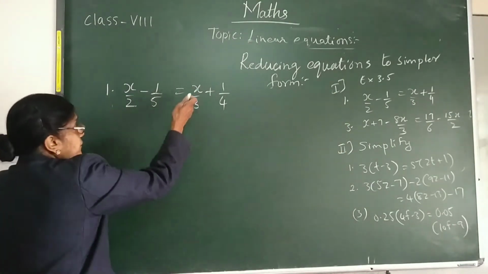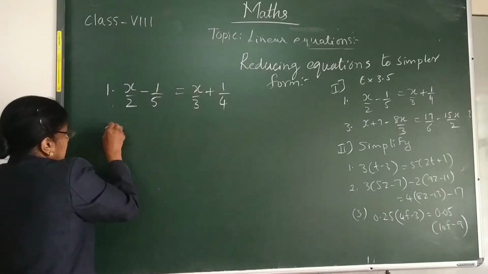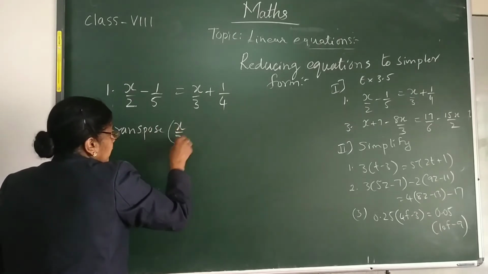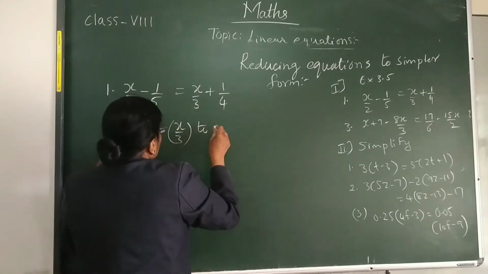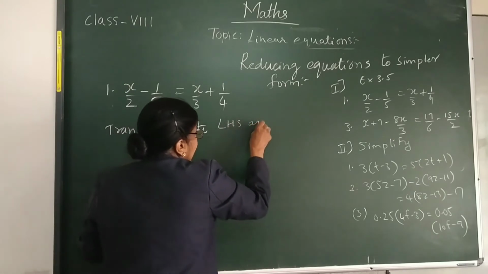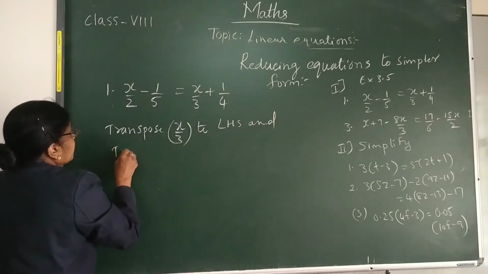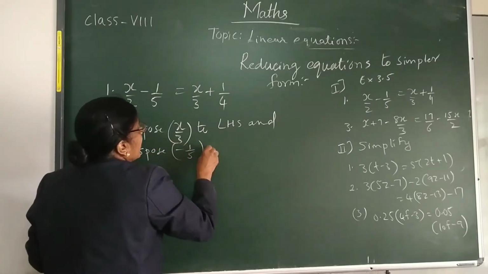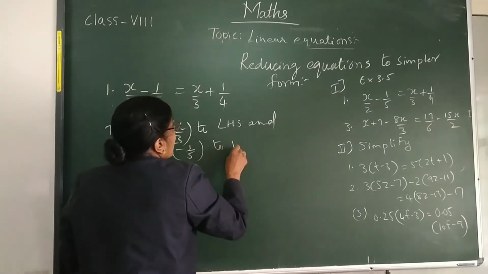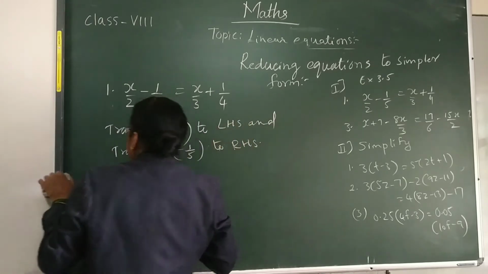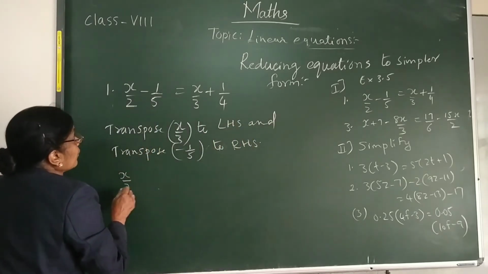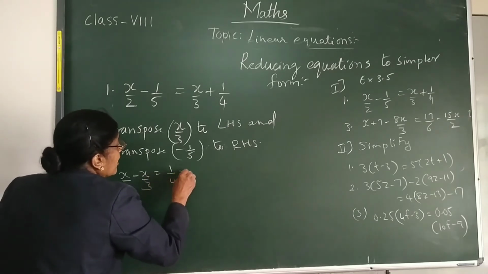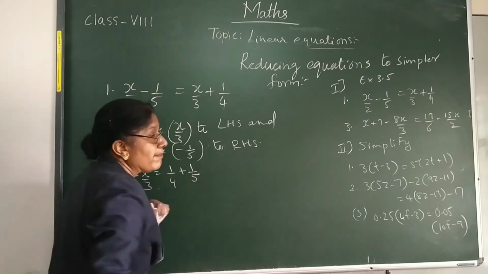How to do that? So first we are going to transpose x by 3 to the left hand side, and we will do both together, transpose minus 1 by 5 to the right hand side. What do we get? Let us see. So x by 2 minus x by 3 is equal to 1 by 4 plus 1 by 5.